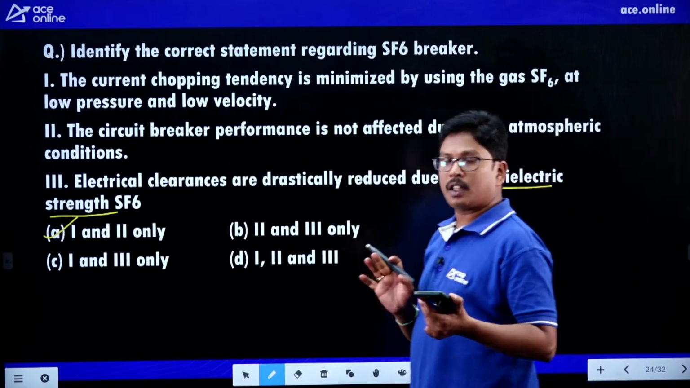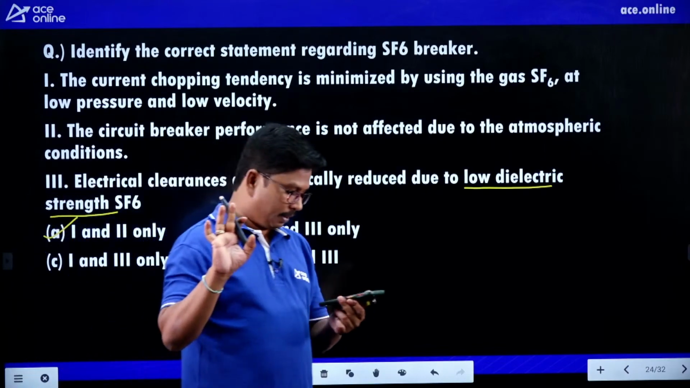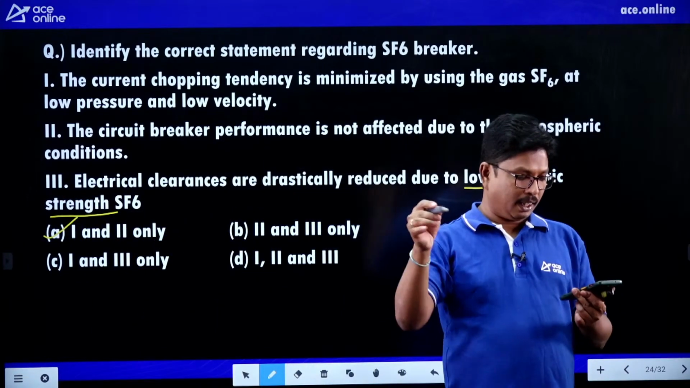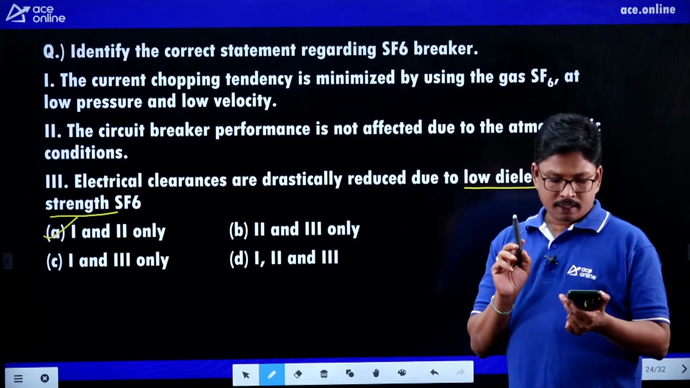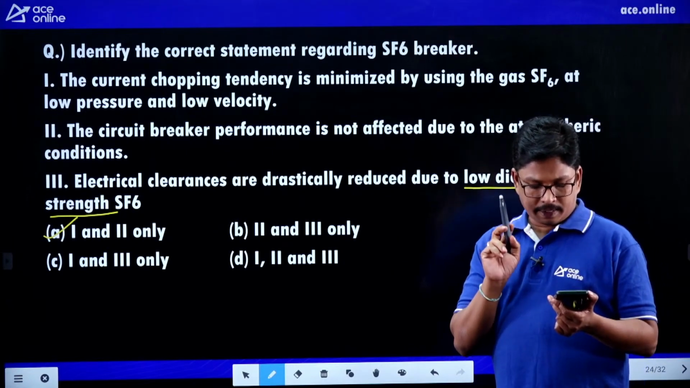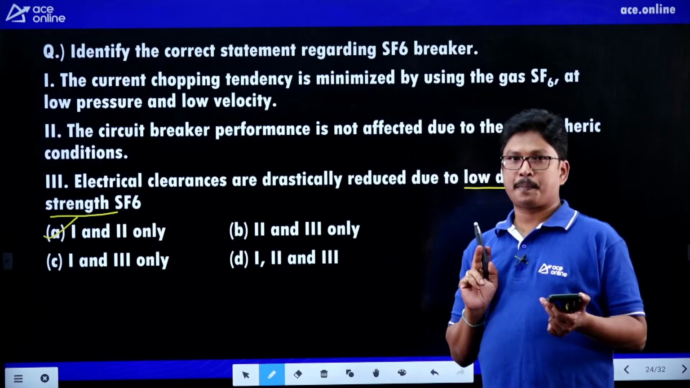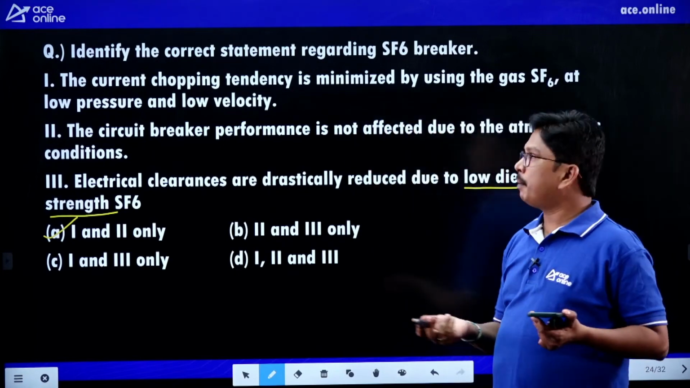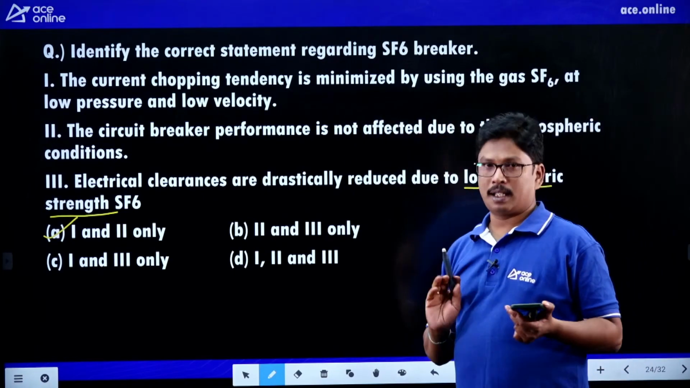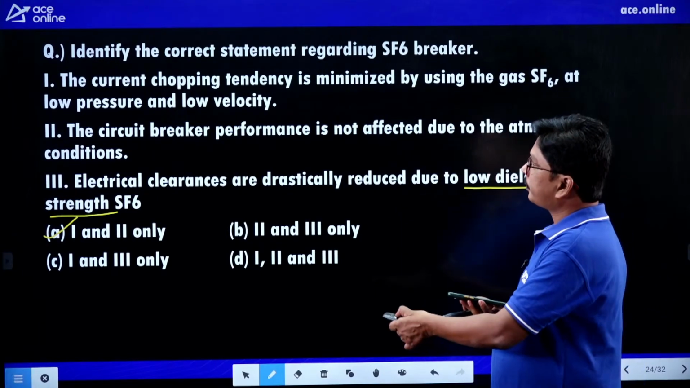Current chopping happens in the air blast circuit breaker, and it can be easily eliminated in vacuum circuit breakers. In SF6 also we can eliminate it. How? At low pressure and low velocity. That's what they are saying. Clear everybody? Right.